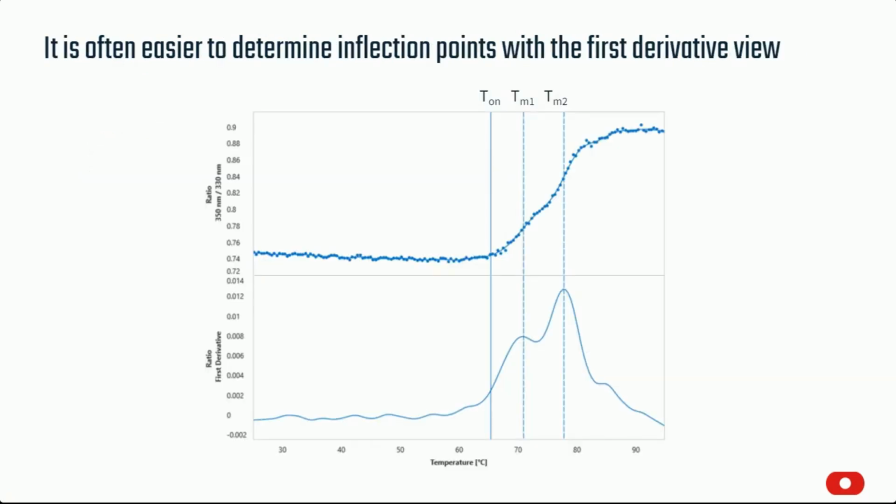When you're looking at your NanoDSF data, the inflection point of unfolding can sometimes be subtle, especially in the case where you have multiple inflection points near one another. That's shown in the top graph. What we can do in the software very easily is actually transform that data into what we call the first derivative view. This makes it much easier to visualize where those inflection points occur, so it's a lot easier to determine your TM ranges at a quick glance.